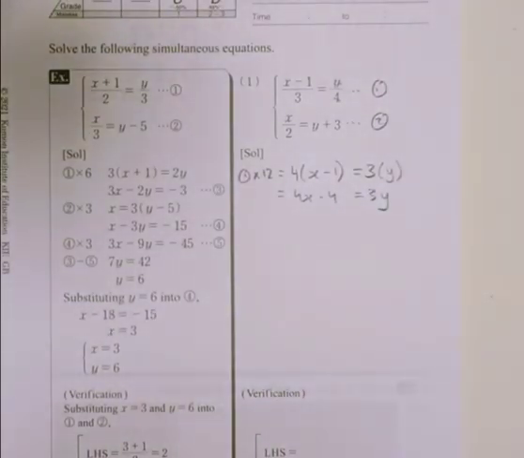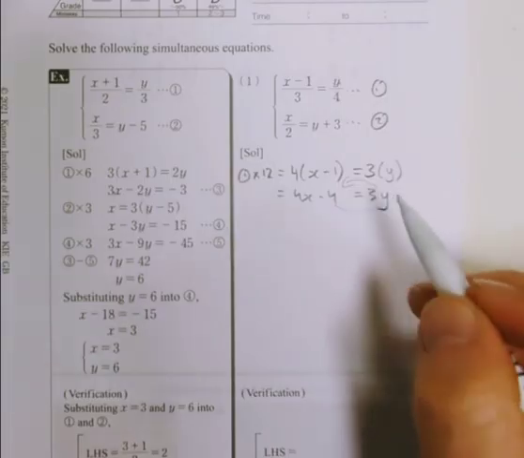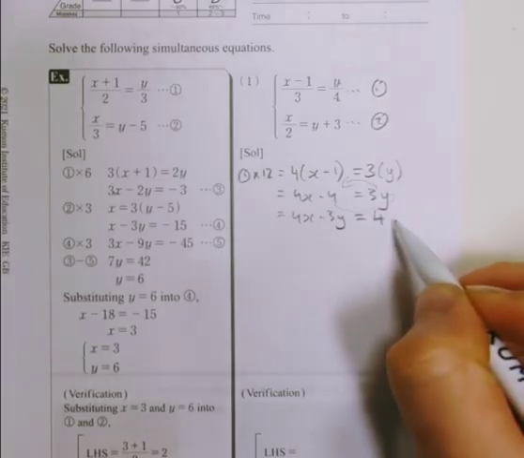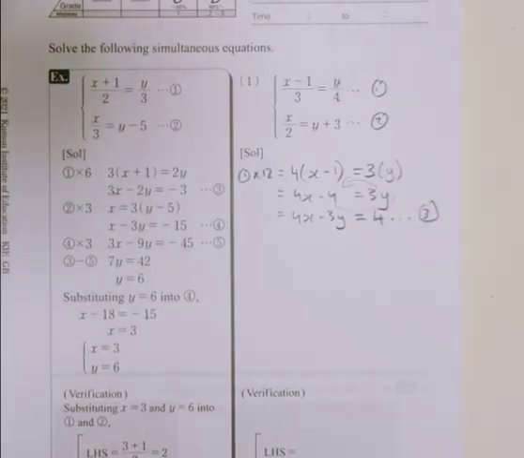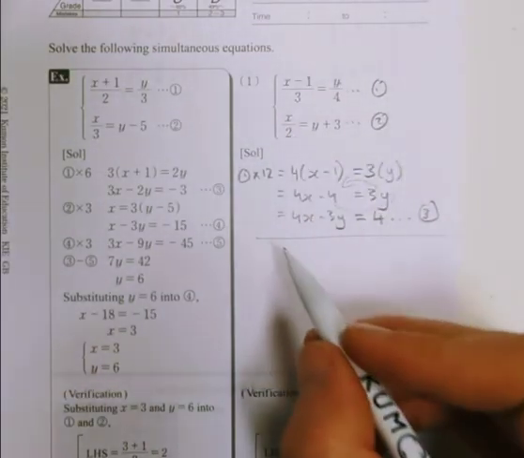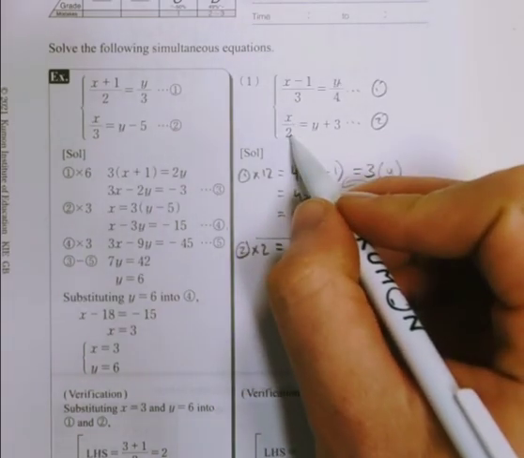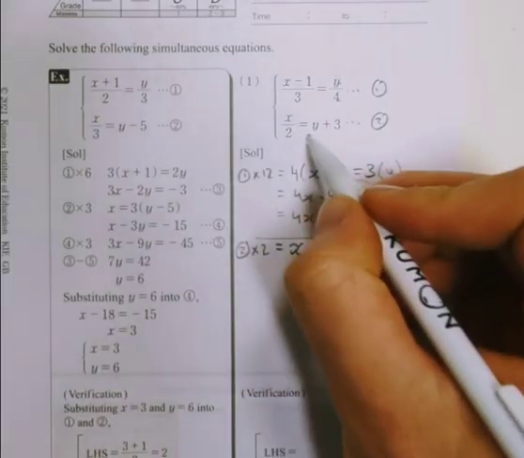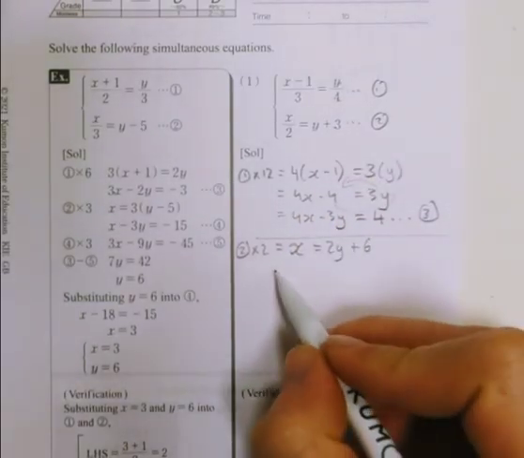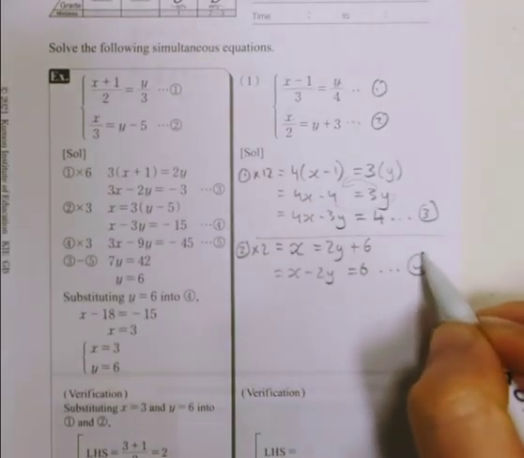But remember, we want the x's and y's on the left of the equal sign and the numbers on the right. So we're going to bring this over there, and we're going to bring the 4 over there. So that would equal 4x minus 3y equals plus 4, and I'm going to call that equation 3. So then we're going to do the same for this equation. The LCM is 2, because that's the only fraction there. So equation 2 multiplied by 2 would be 2 divided by 2 is 1, multiplied by x is just x, equals this multiplied by 2 plus this multiplied by 2. So bring the 2y over, so that's x minus 2y equals 6, and that is going to be equation 4.